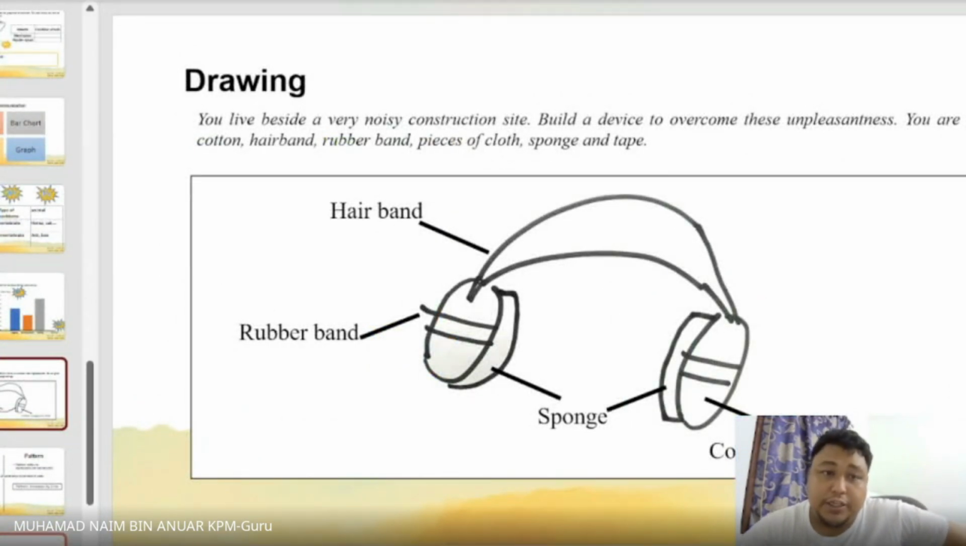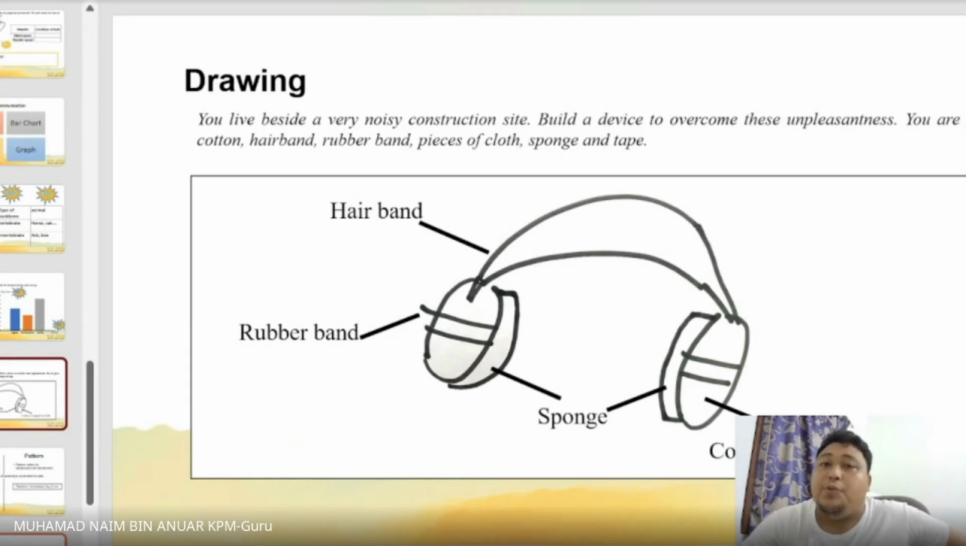And next, the last one is drawing. Read the question. You live in a very noisy construction site. Build a device to overcome this unpleasantness. You are given cotton, hairband, rubber band, piece of cloth, sponge, and tape. So you just design and build earmuffs. Try to use all the things that are given to you: cotton, hairband, rubber band, use all.